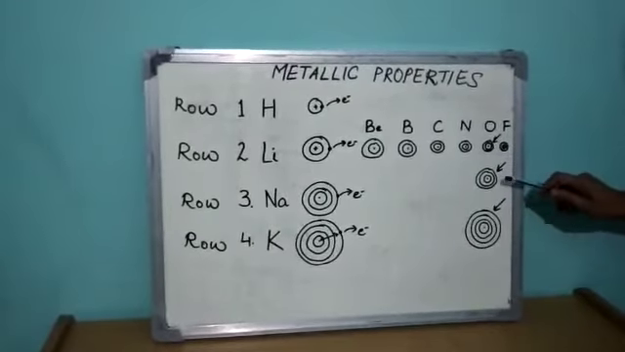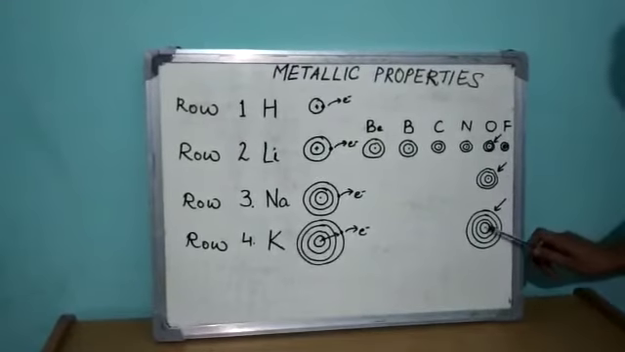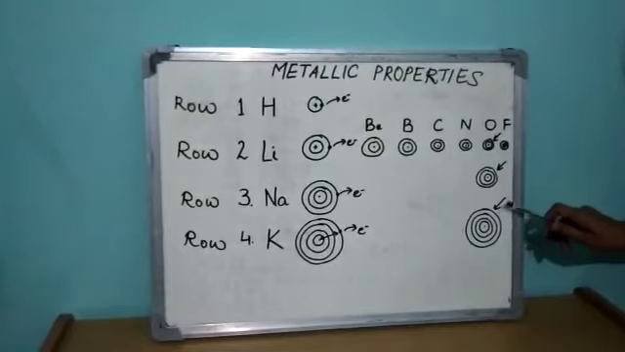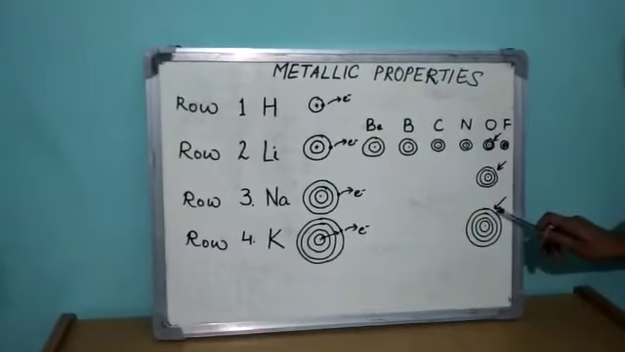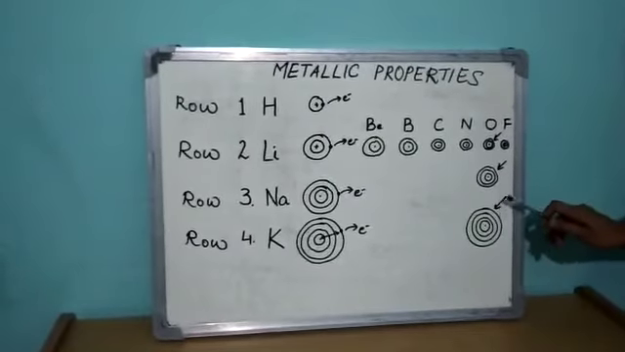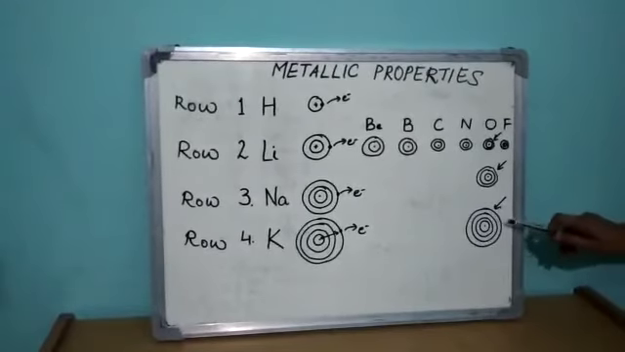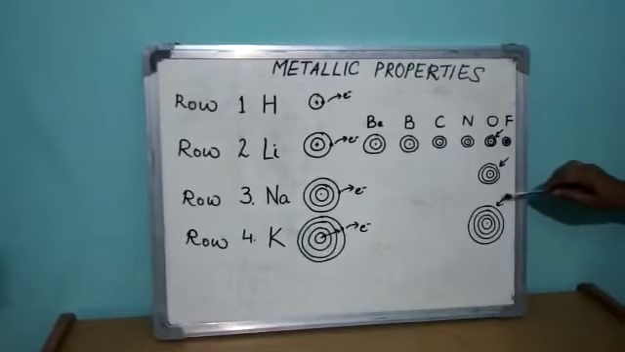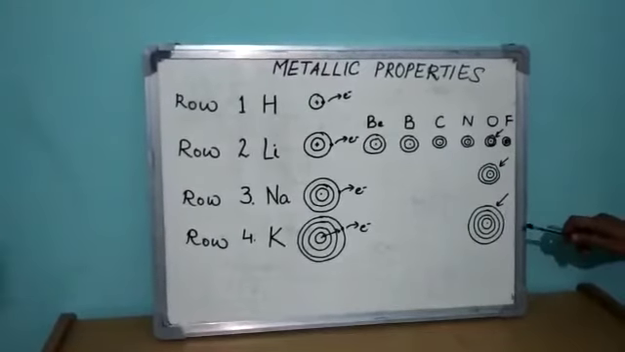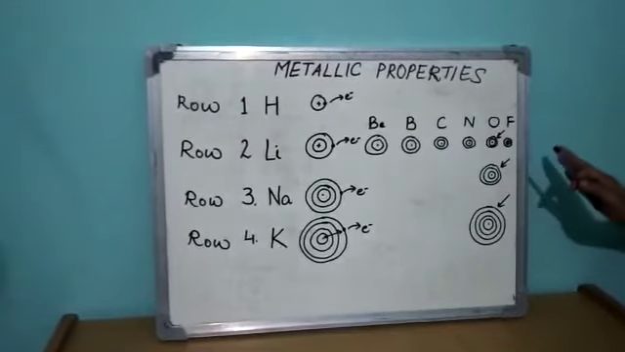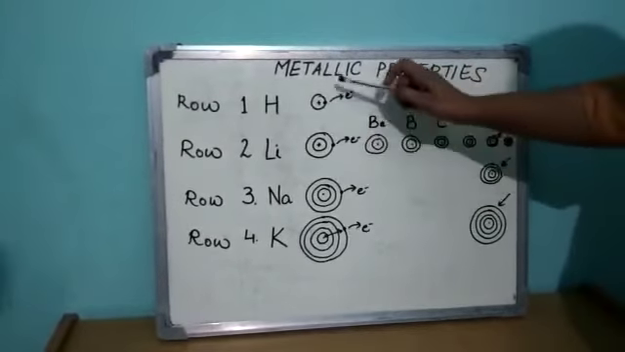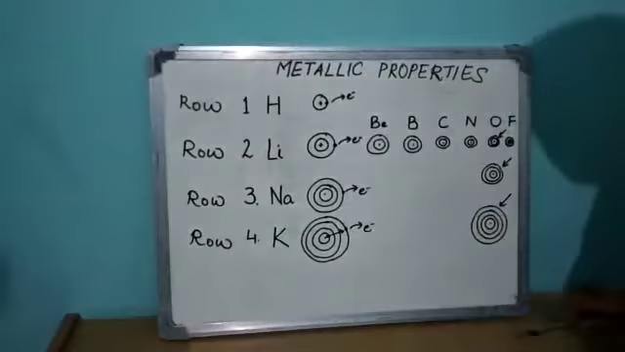But as the number of shells increases, the distance between the nucleus and the valence shell increases and it's not so easy to snatch the electron from another atom to complete the octet. So fluorine is most electronegative, and as we move down, the non-metallic property decreases down a group in the non-metal side. But when we talk about the metals, the metallic property increases down a group.